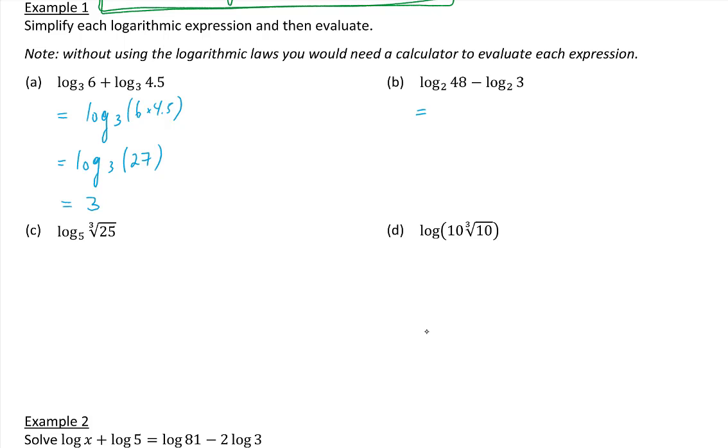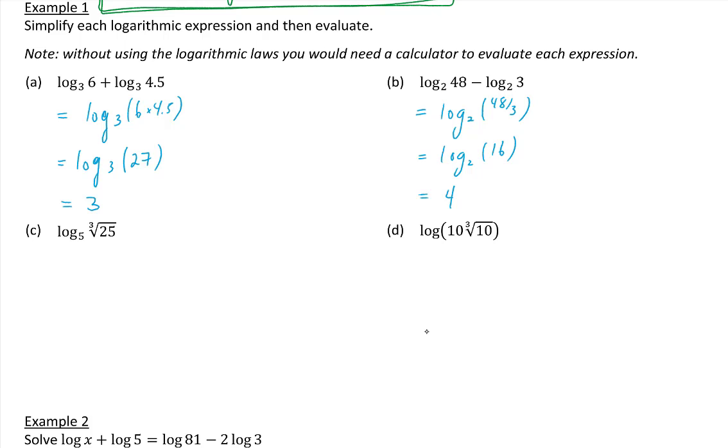Next one, since we're subtracting, we can rewrite this as log base 2 of 48 divided by 3. That's log base 2 of 16, and log base 2 of 16 is equal to 4, since 2 to the exponent 4 is 16.